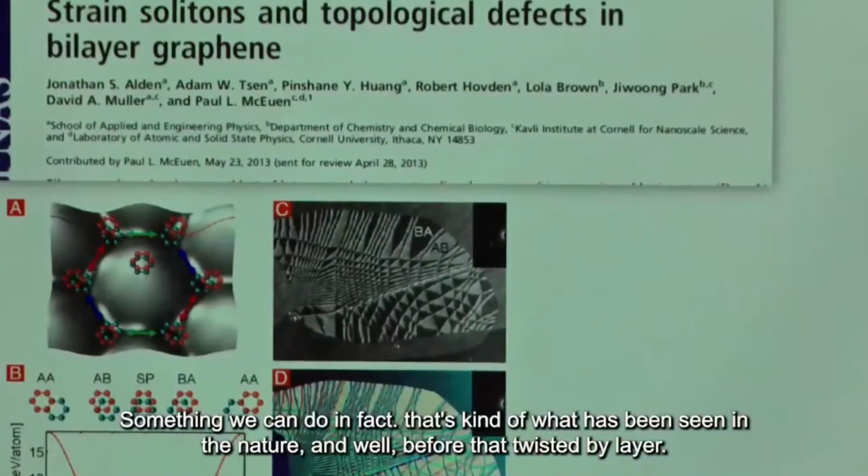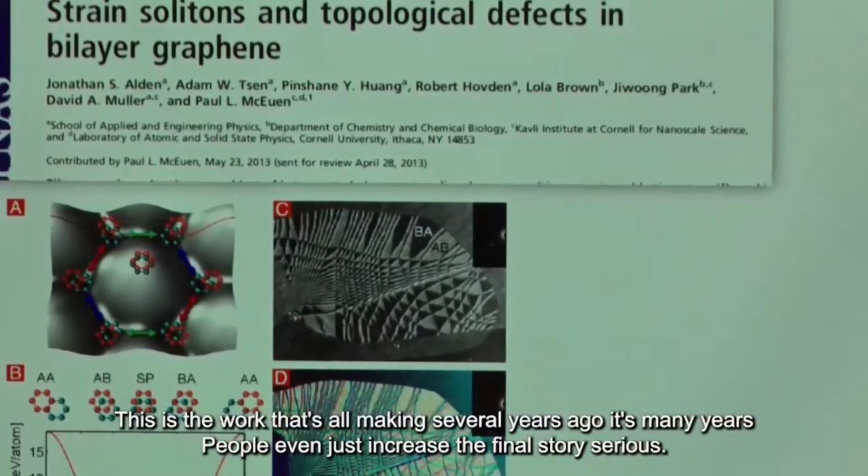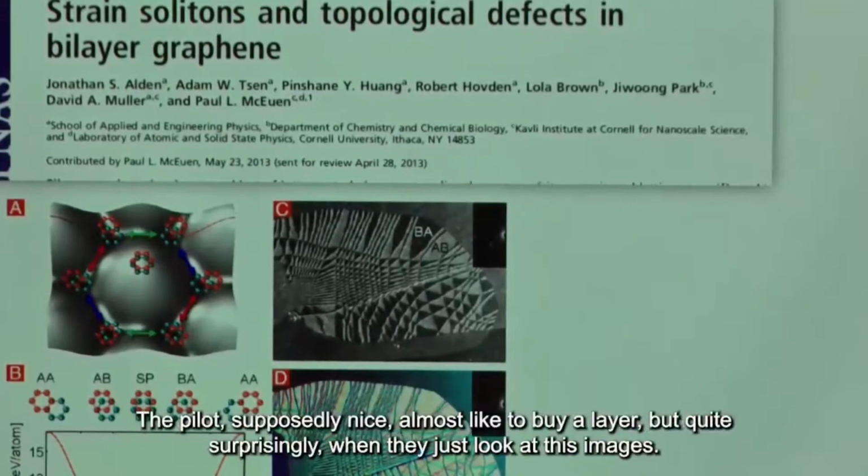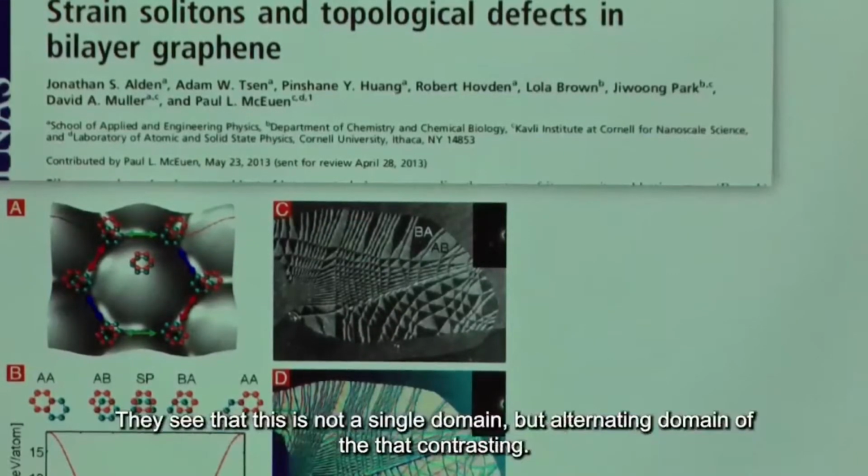In fact, that's what has been seen in nature. Well before twisted bilayers, this is work done in Paul McEuen's group several years ago, in 2013, many years before the twisted bilayer stories, even before any serious van der Waals structures. This is chemical vapor deposition grown bilayer graphene, supposedly nice Bernal stacked bilayer. But quite surprisingly, when they looked at these TEM images, they saw that this is not a single domain, but alternating domains of AB and BA stacking that contrast in the TEM images.